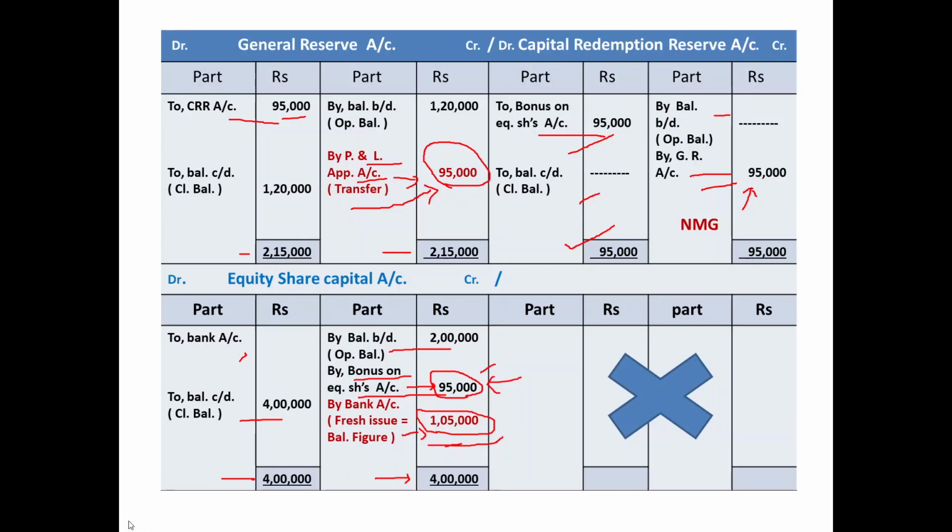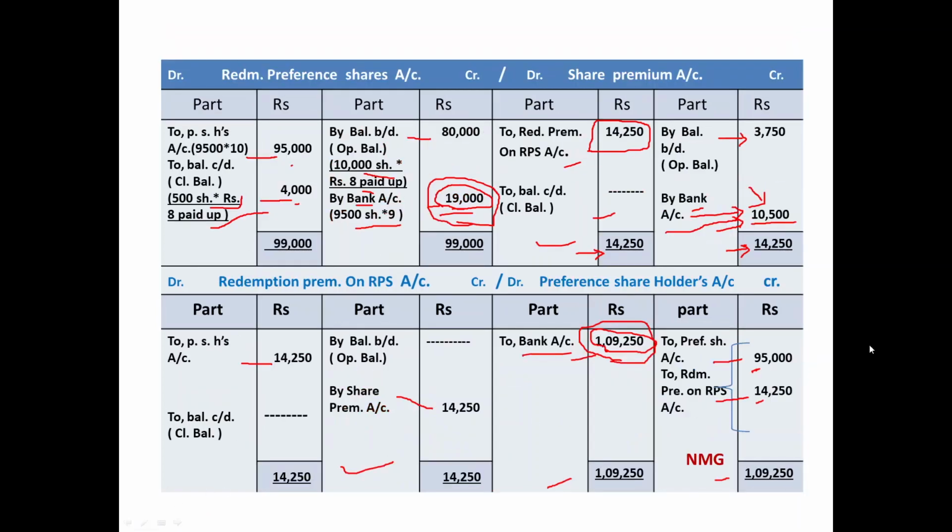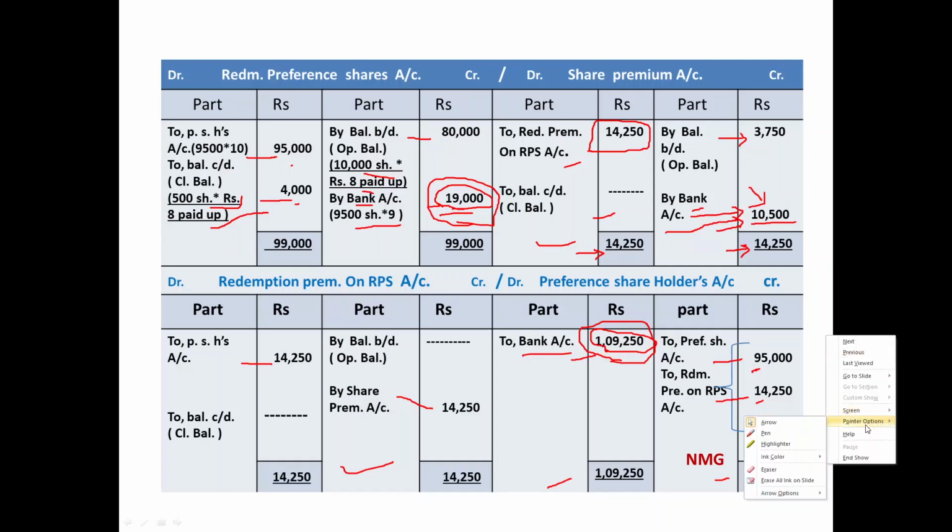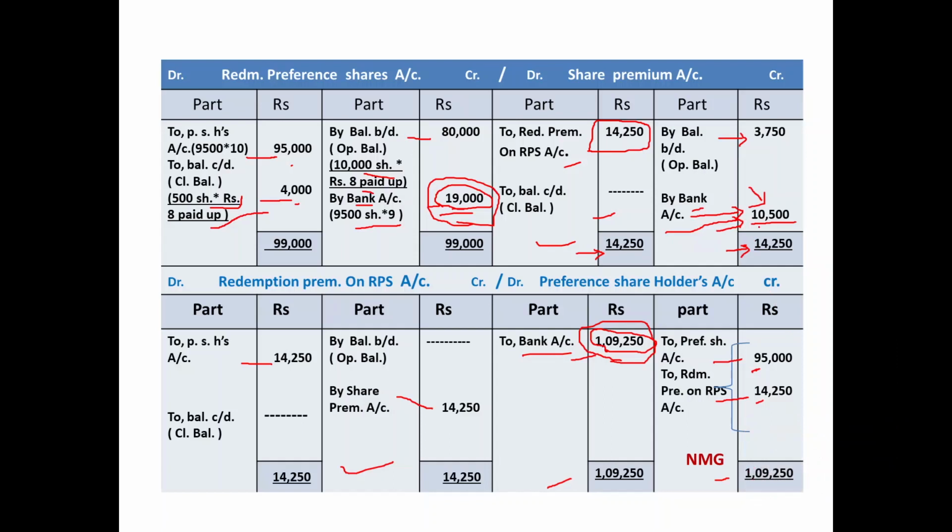Now you will come to the share premium account. I told you earlier that we would see later how we got this 10,500. So now you can understand this 10,500 very easily. Bank account debited, equity share capital account credited 1,05,000, share premium account credited 10,500.